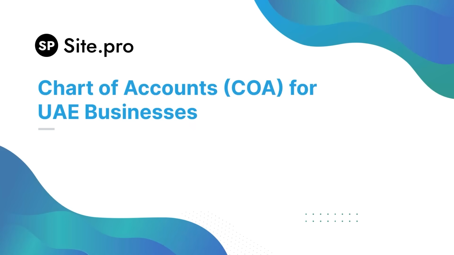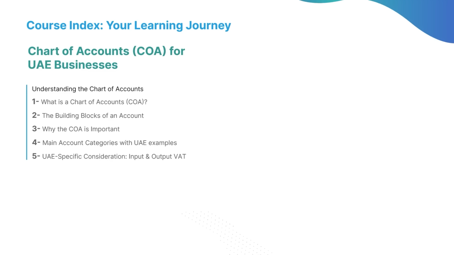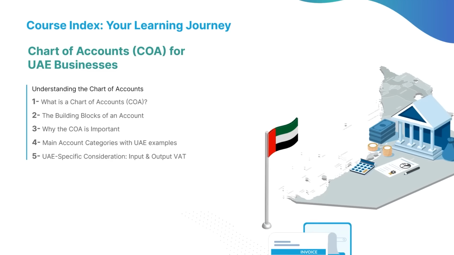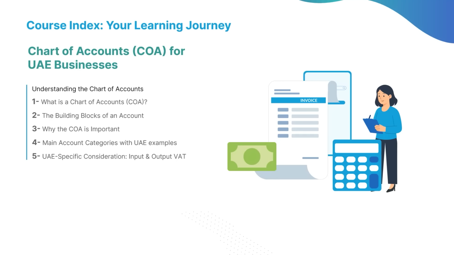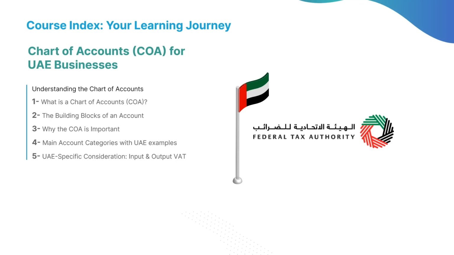Welcome to the UAE specific module on the chart of accounts, often called the backbone of an accounting system. In this section, we'll explore what a COA really is, how it's structured, and why it matters for your business operations in the UAE. We'll use real UAE-based examples such as recording purchases, salaries, or VAT entries, so you can clearly see how each account works in practice. By the end, you'll understand not just the categories, but also how they connect directly to compliance with the UAE's Federal Tax Authority and corporate tax rules.